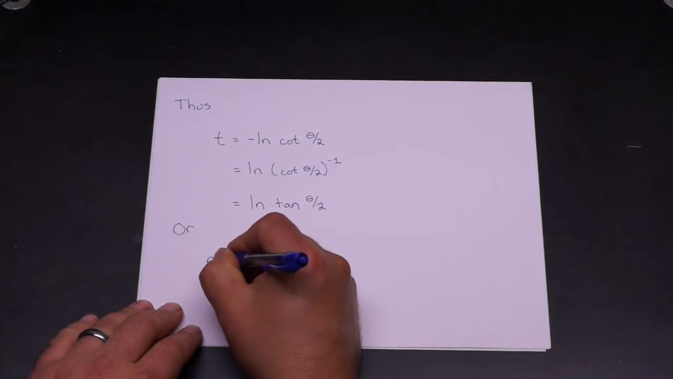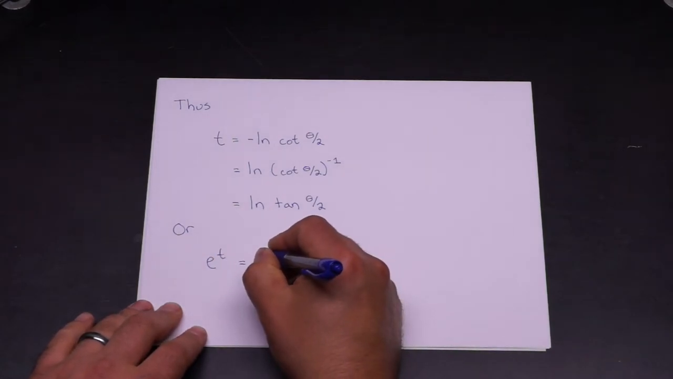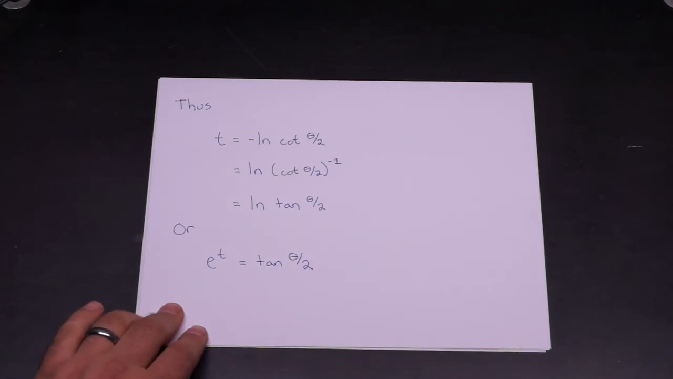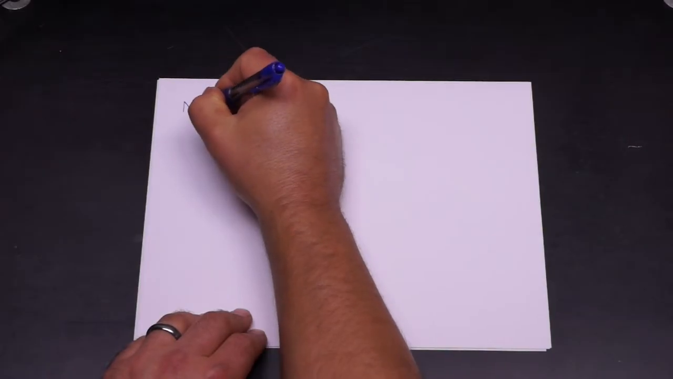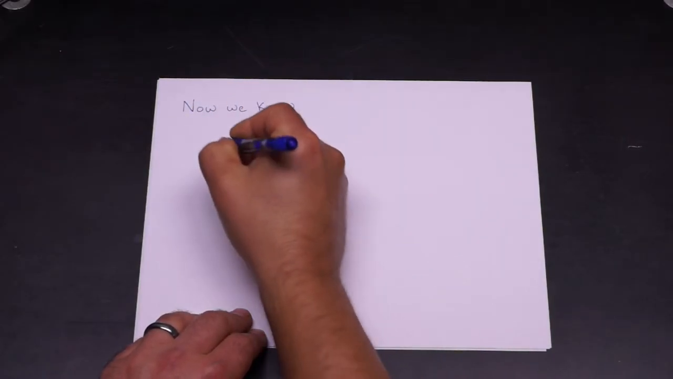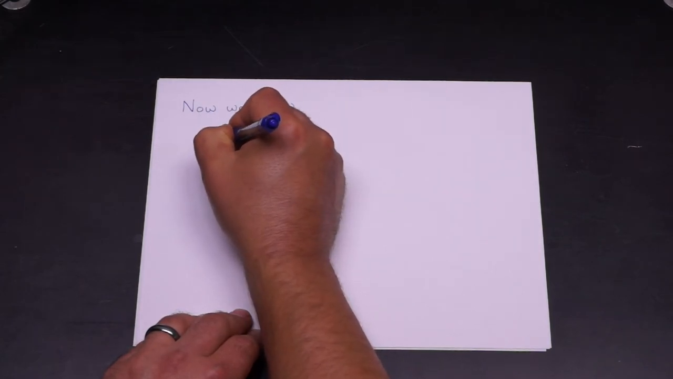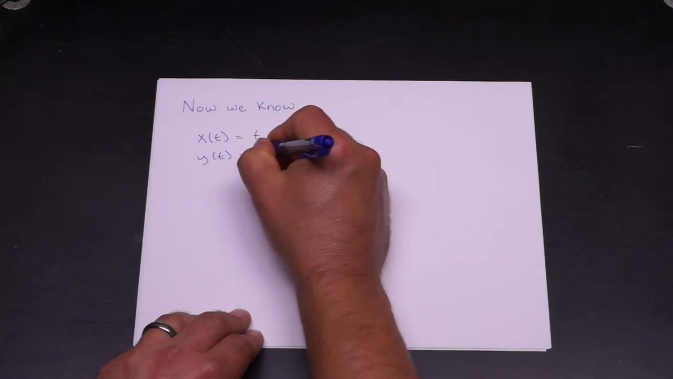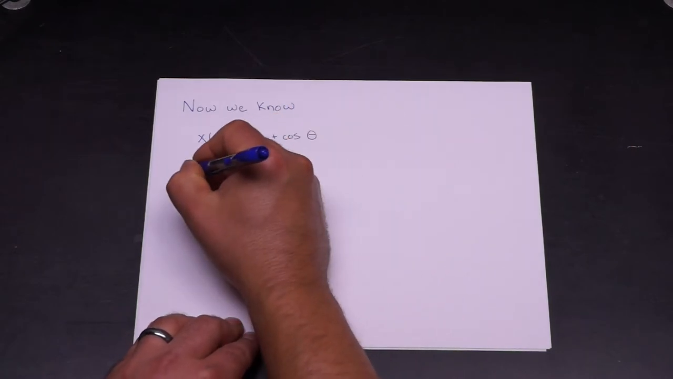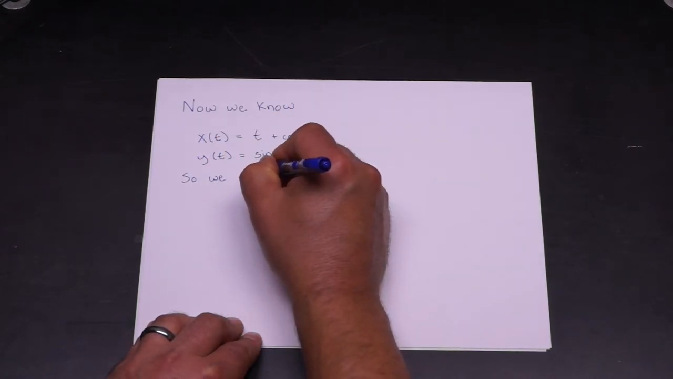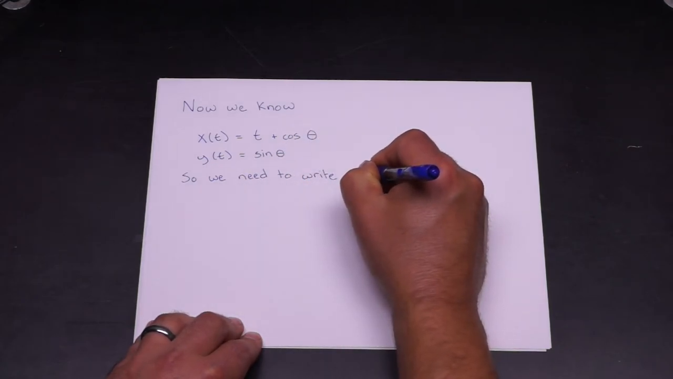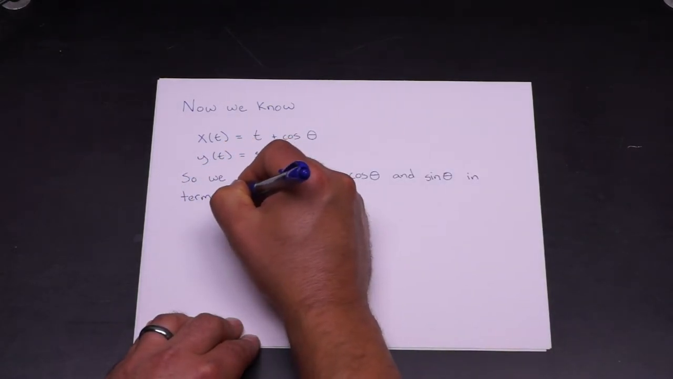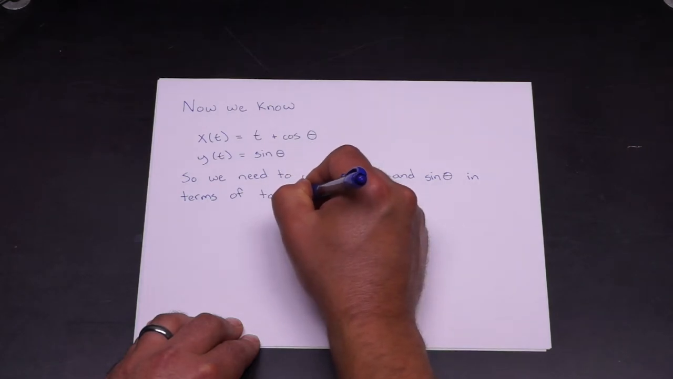Exponentiating both sides, we get that e to the t is equal to tan theta over 2. Returning to our original formula, we know that x of t is equal to t plus cosine theta, and y of t is equal to sine theta. That means to express the right-hand side in terms of t, we're going to have to solve for cosine theta and sine theta in terms of tangent theta over 2, which we know is equal to e to the t.